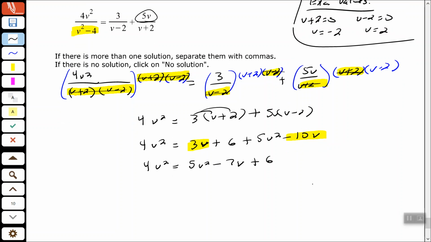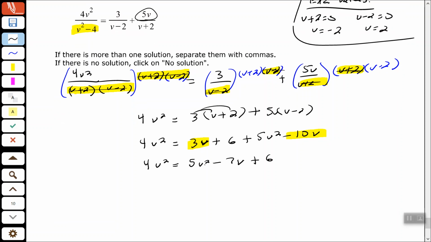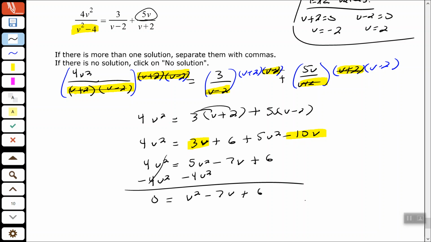Okay, let's get everything on one side since we have v squared in our problem. So since everything else is already on the right-hand side, let's just go ahead and subtract 4v squared from each side. So that's understood to be 1v squared minus 7v plus 6.